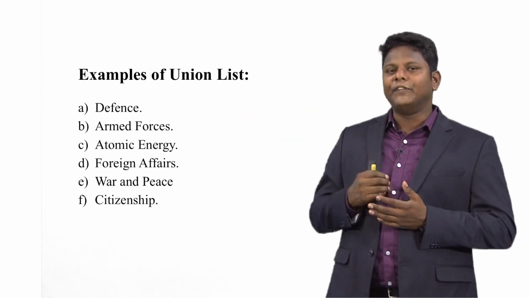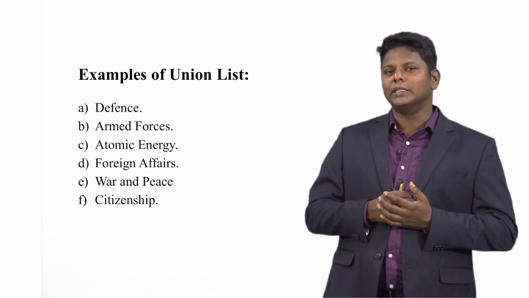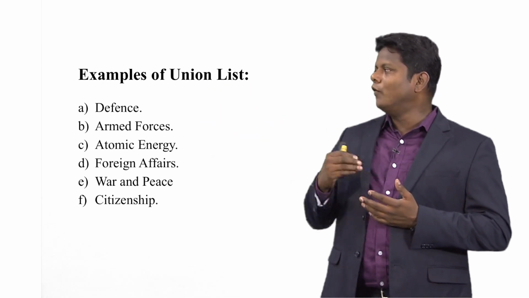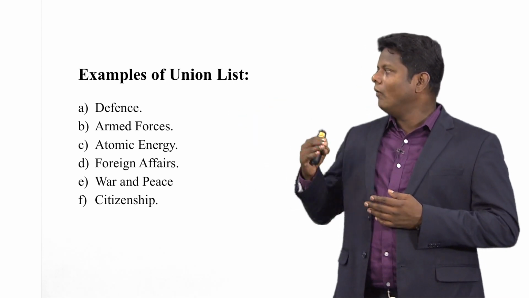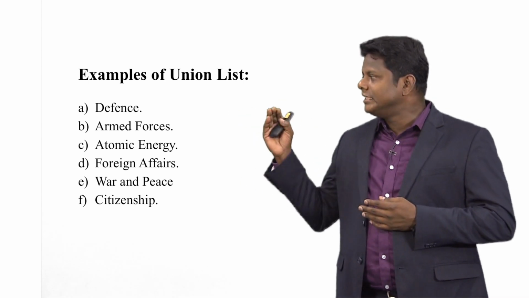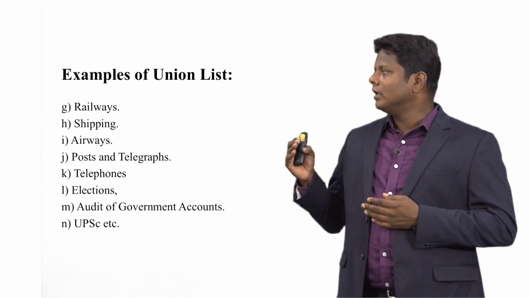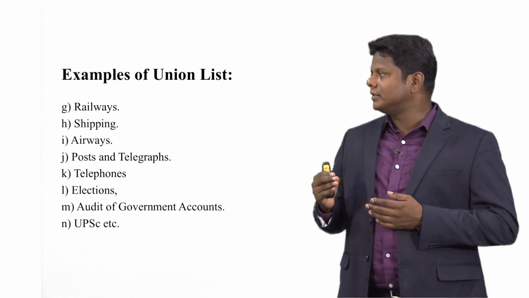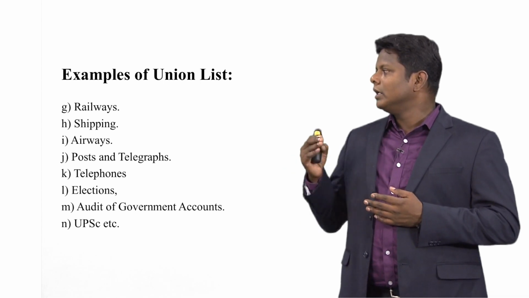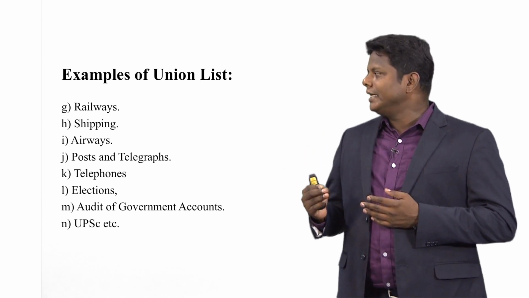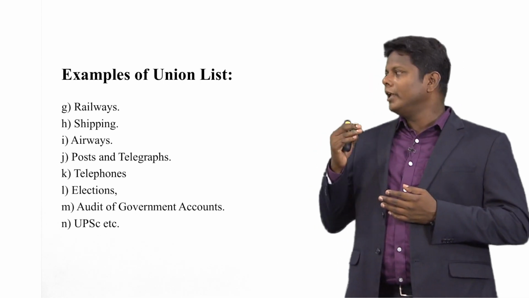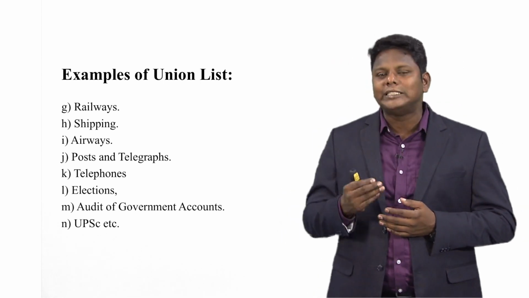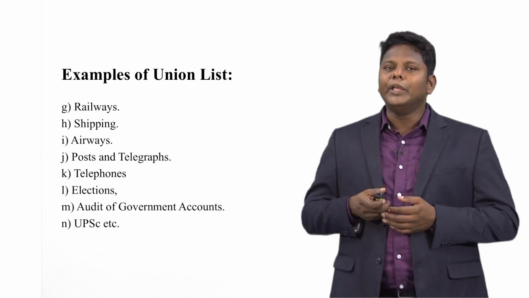First is defense, which comes under union list. Then armed forces, atomic energy, foreign affairs, war and peace, citizenship, railways, shipping, airways, post and telegraphs, telephones, elections, audit of government accounts, and finally UPSC. These are all a few examples of the union list.